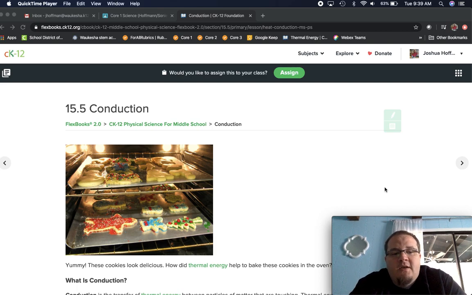The first one today is conduction. We'll read a little bit more on Thursday about convection, and before next Monday, we'll read about thermal radiation.